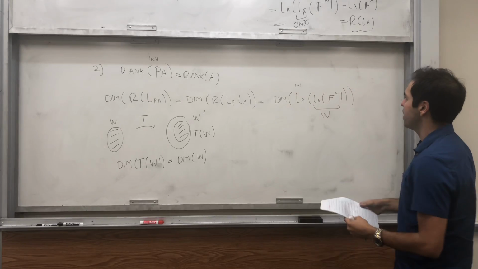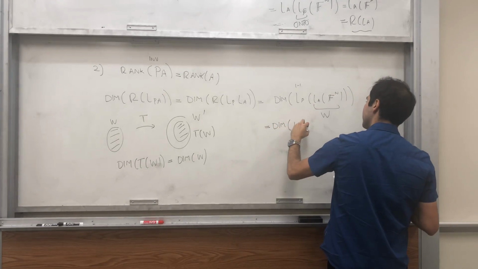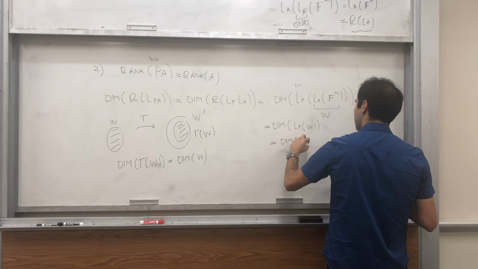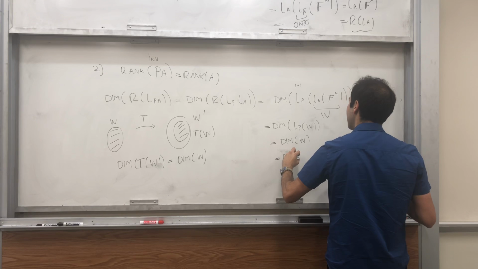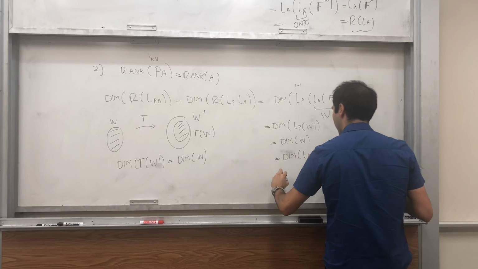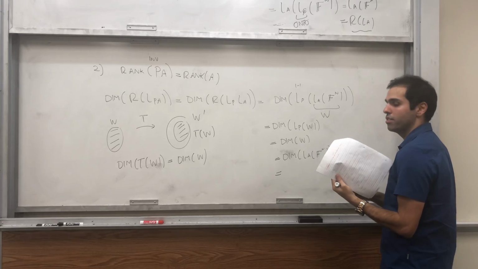So in particular, the dimension of LP of W, so the image of LP, is equal to the dimension of W, which is equal to the dimension of LA of Fn. And that's by definition the range of, oh, man, let me restart that.